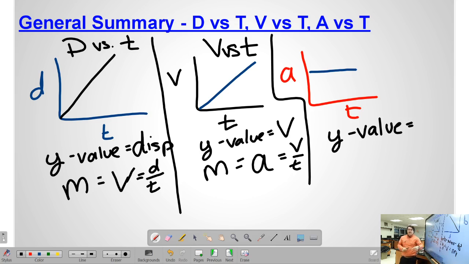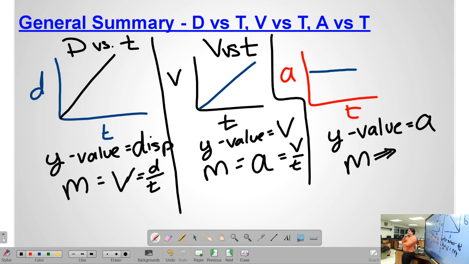I'll give you a hint. Ready? In a displacement versus time graph, the y value is displacement. In a velocity versus time graph, the y value is velocity. So in acceleration versus time graph, the y value is going to be acceleration. There you go. Now, there's not going to be ever an instance where you have to calculate the change of acceleration, but I just think it's a funny word.